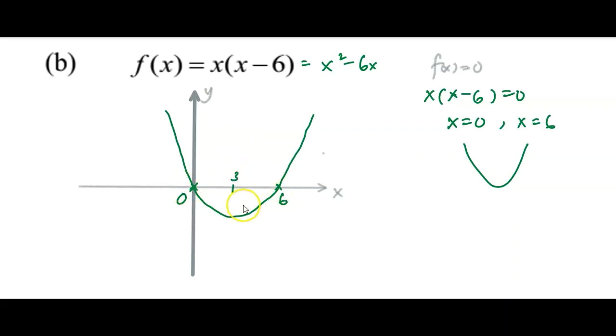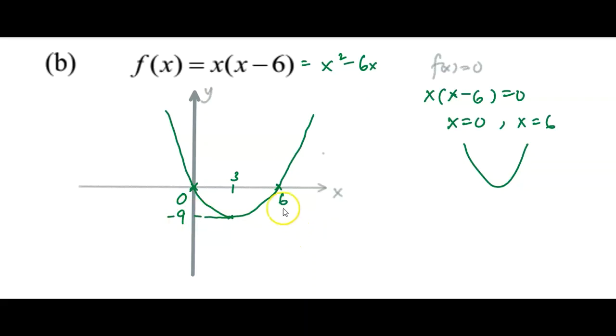That is 3. You can just substitute 3 inside here to get the value of y. So 3 minus 6 will be negative 3. Negative 3 multiplied by 3 will be negative 9. Meaning that at x equals 3, y will be negative 9. That will be your minimum point.